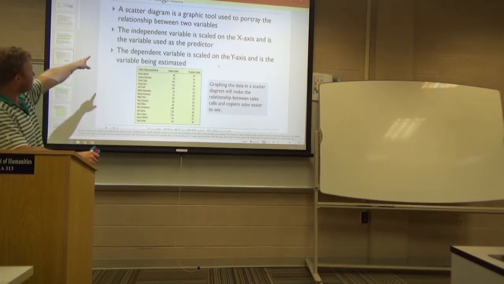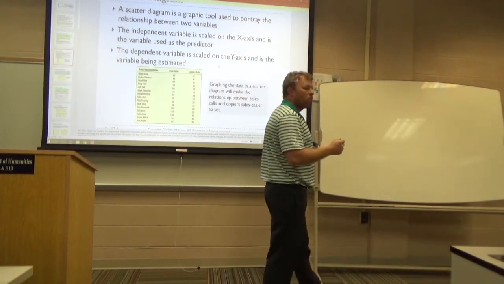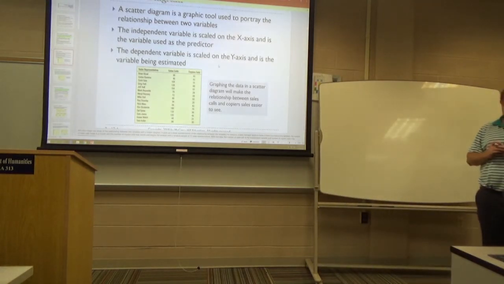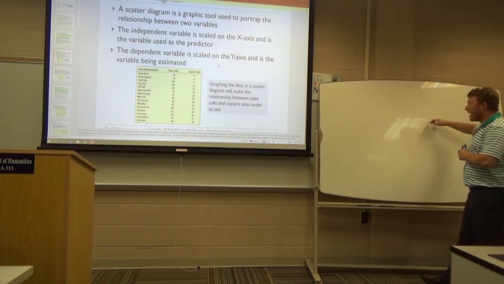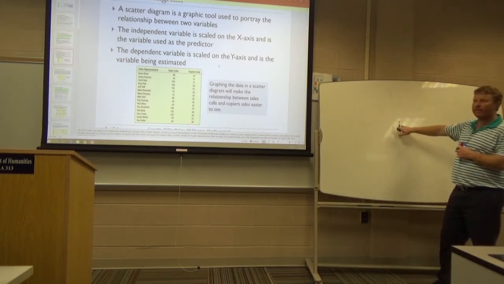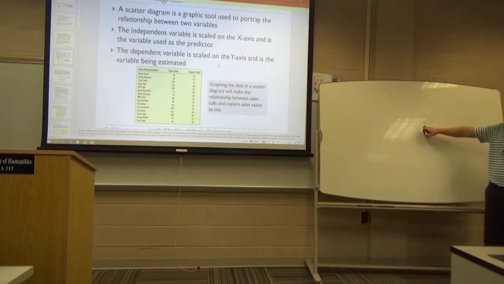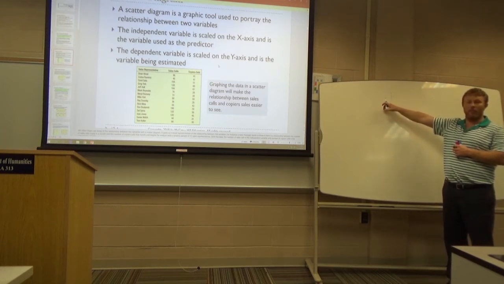But let's look at this first. Which would be the independent variable? Calls. Why would that be? Because you know how many calls you're going to make. Does the number of sales depend upon the number of calls? If we have our typical X and Y axis, our X axis represents the independent variable. The independent variable data is going to go on the X axis. The Y axis is the dependent data.